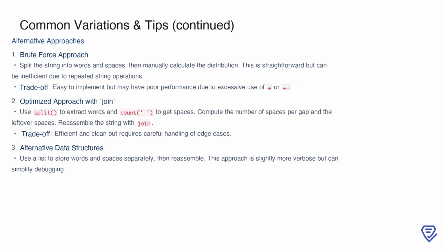On the other hand, an optimized approach leverages Python's join method. Here, you would split the input to extract words, count the total spaces, and compute how many spaces go between words and how many are left over. This allows you to efficiently reassemble the string while handling edge cases gracefully. Another alternative involves using data structures like lists to separately store words and spaces before reassembling the output. While this method may be slightly more verbose, it can simplify debugging and make the logic more explicit. Each of these approaches has trade-offs, so choose one based on the problem's constraints and your familiarity with the techniques.